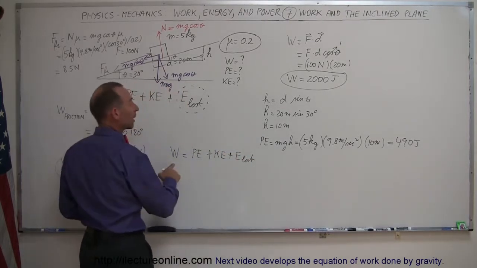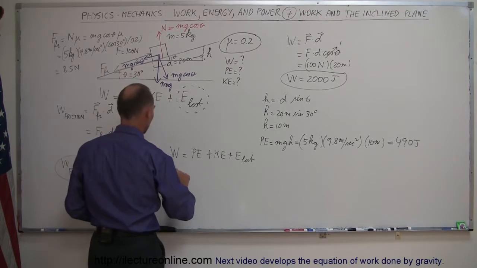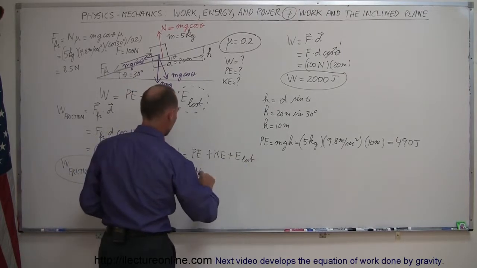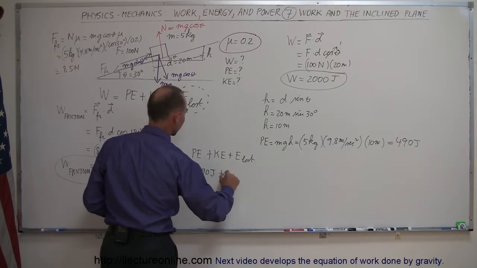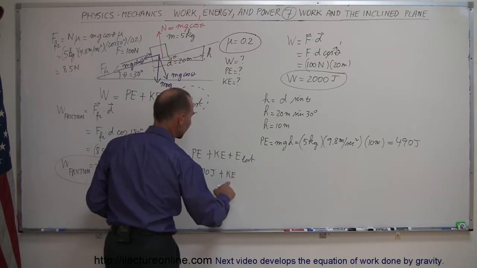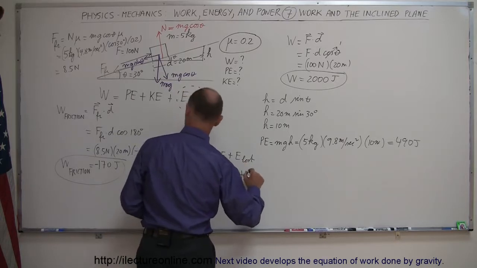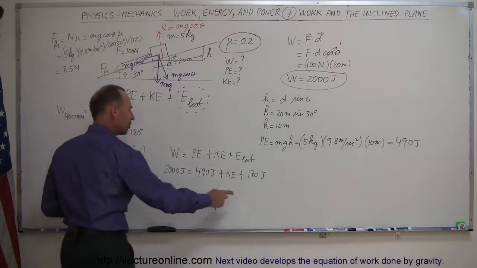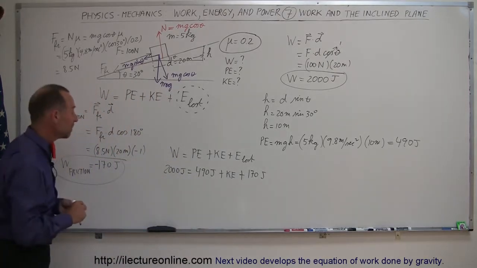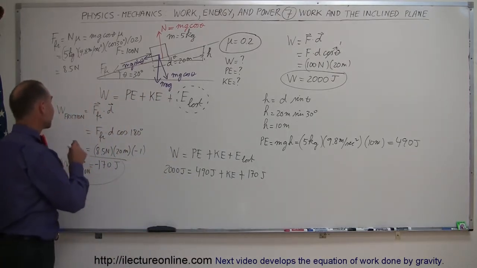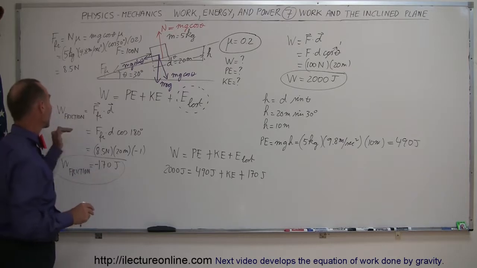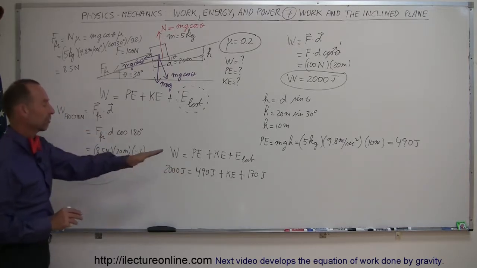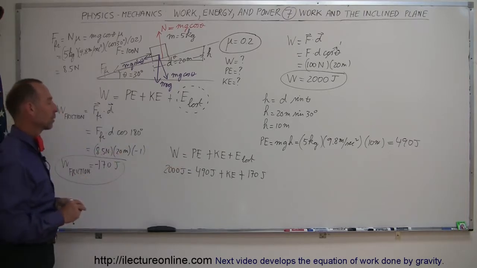And so the work done right here, which is 2,000 joules, is equal to the potential energy, which we calculated to be 490 joules, plus the kinetic energy, which we haven't calculated yet, plus the energy lost of 170 joules. Now I say, well, don't you have a minus here? Why do you make that a plus? Well, the minus simply means that's the work done by the friction, which needs to be subtracted from the work done on the system to balance out the equation. So therefore, we have to add it to the right side of the equation.